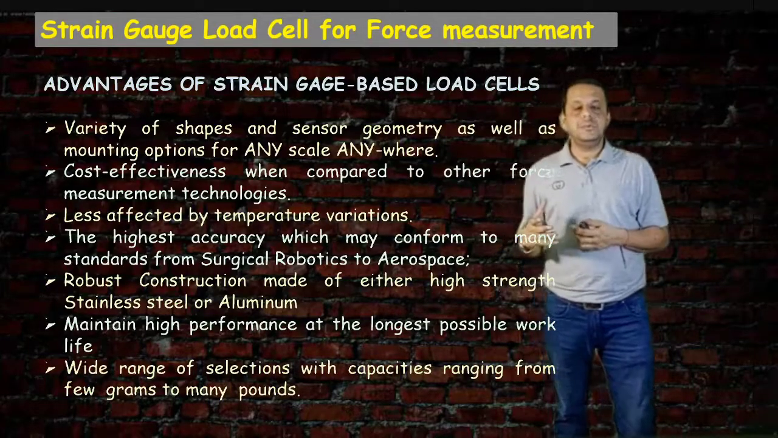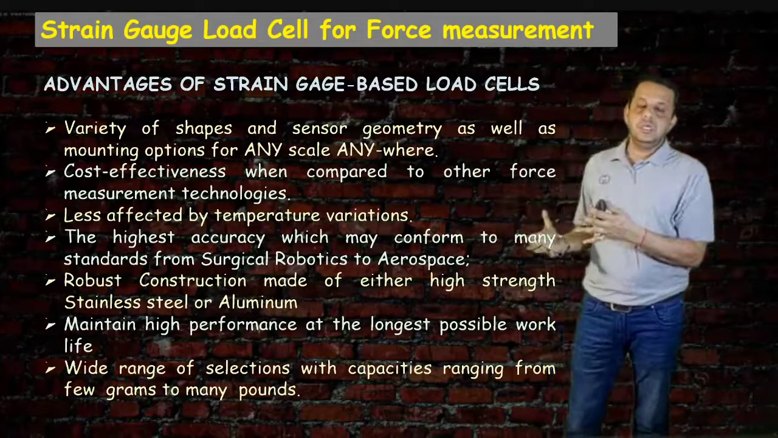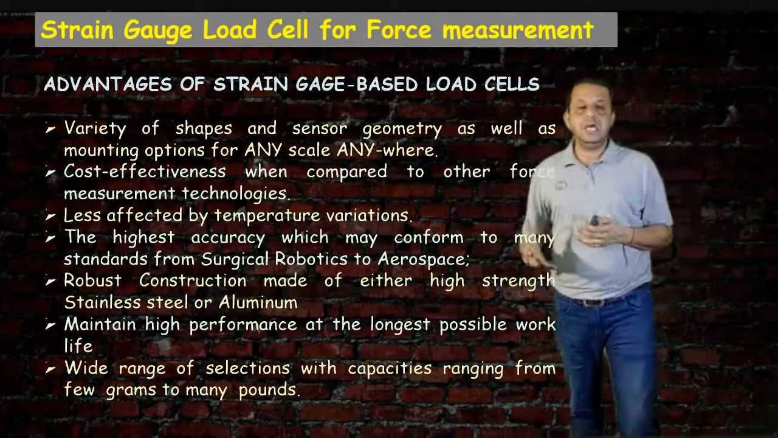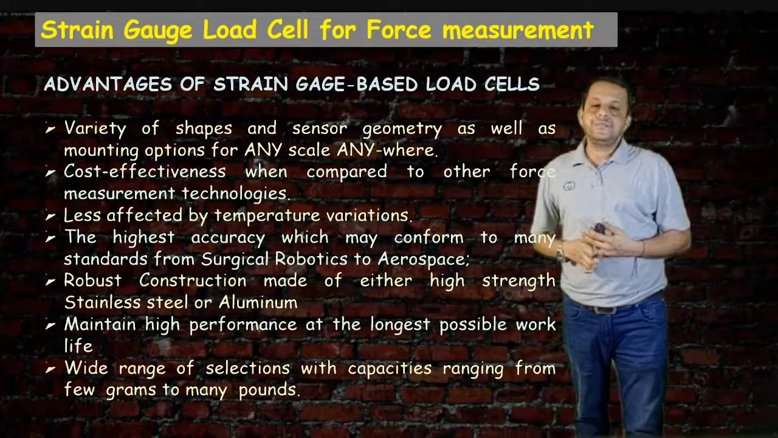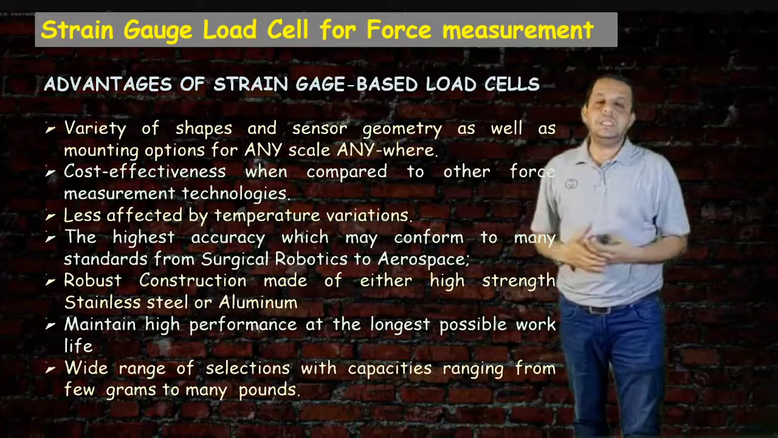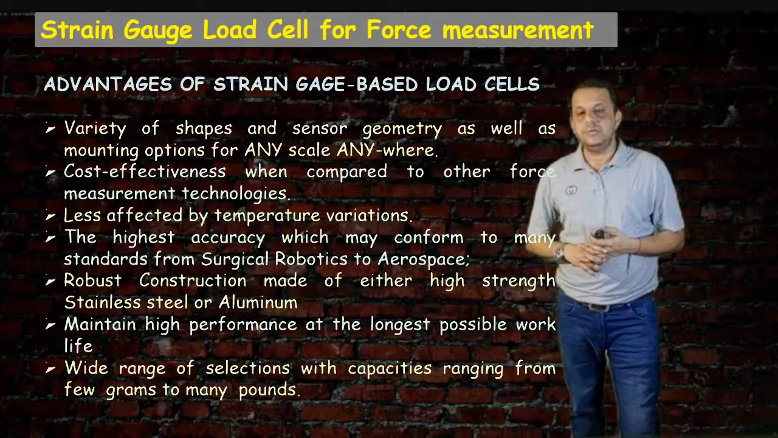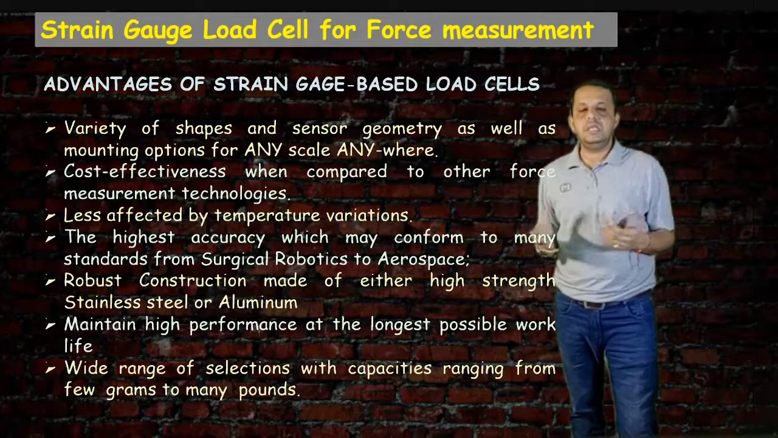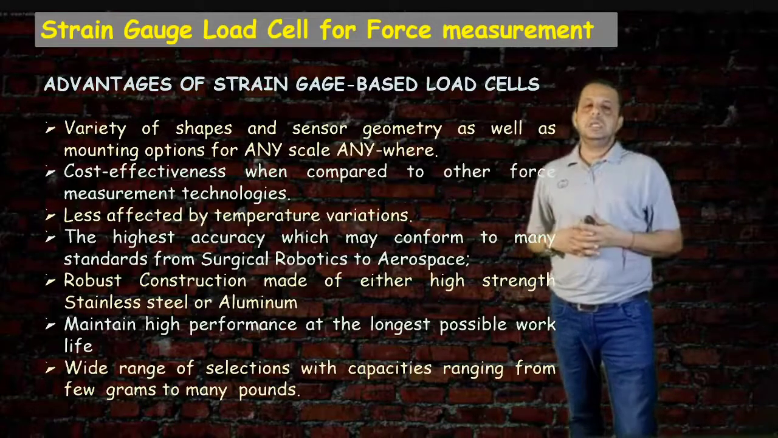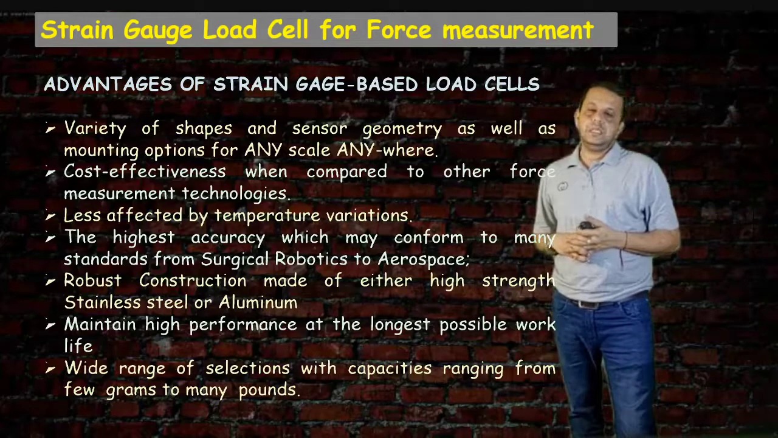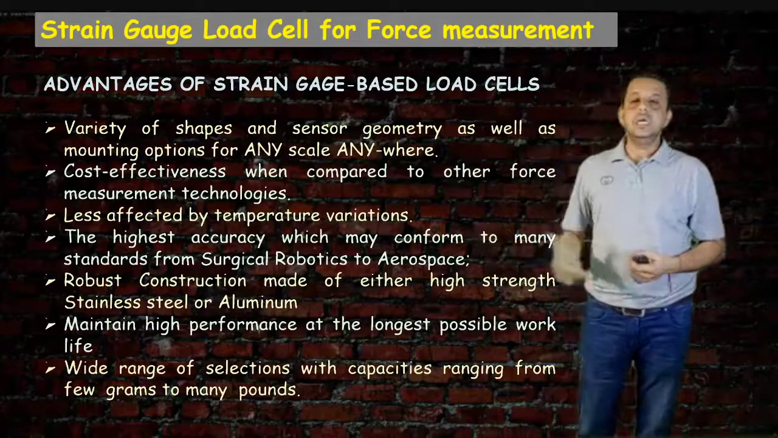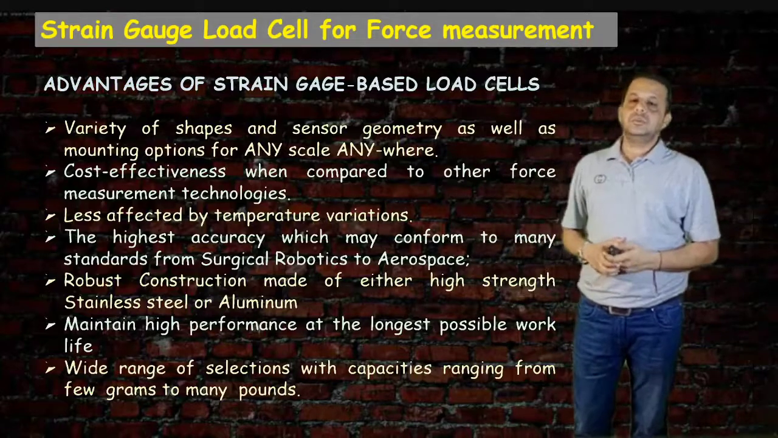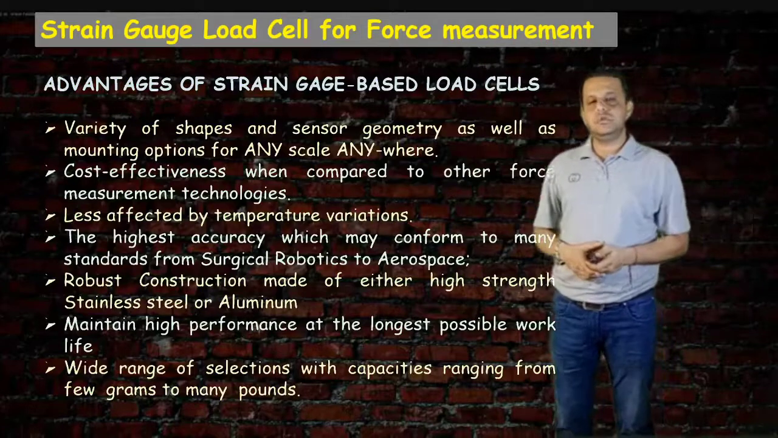And if you have seen, the structures are very robust, very stiff. They are able to handle any kind of environment, and because they are made with high strength stainless steel and aluminum material, they can perform very well for the longest possible work. And we have a wide range of selection with capacity ranging from a few grams to many pounds available in the market. So this was all about the strain gauge load cell, and we will end our session here.